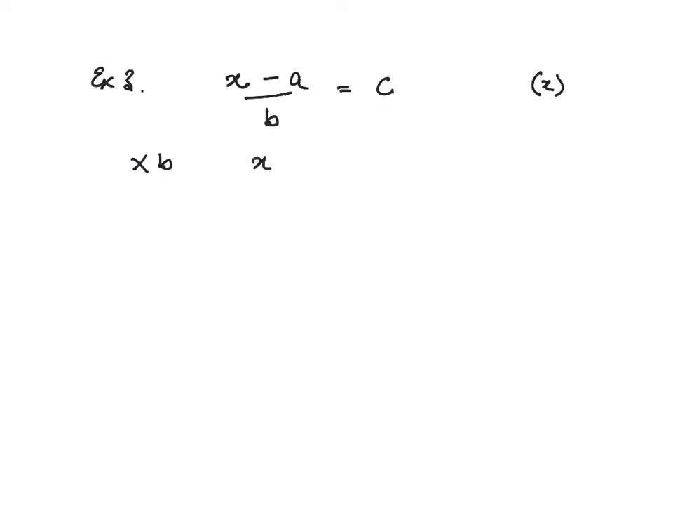So x minus a equals bc. And to get x on its own, we'll add a to both sides. And that is that. One last one in this video. What if we have something similar to the example 3?